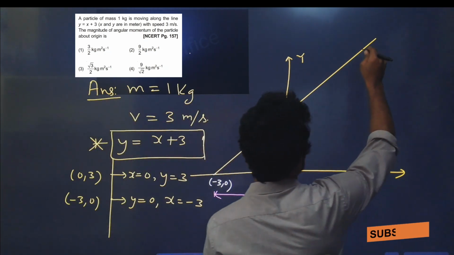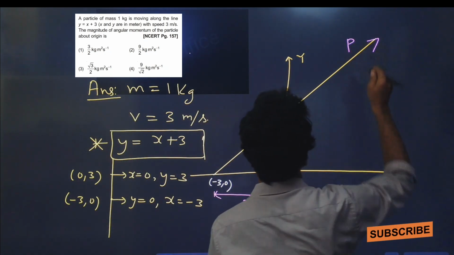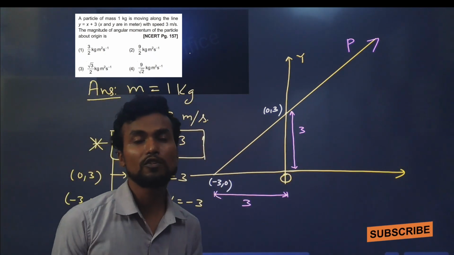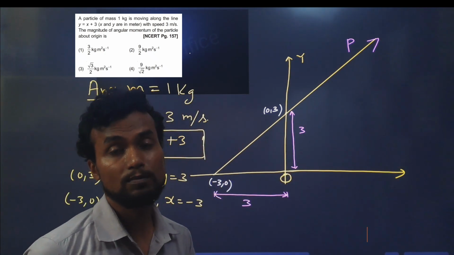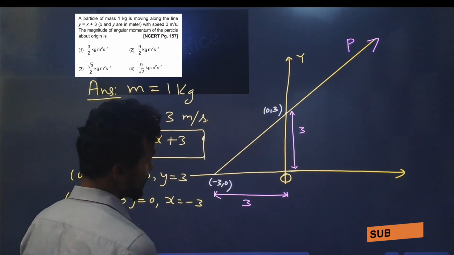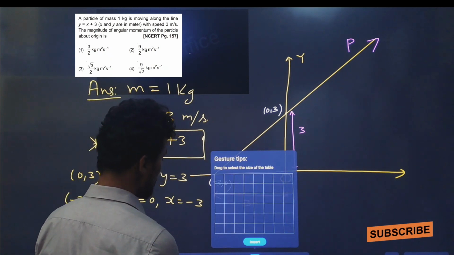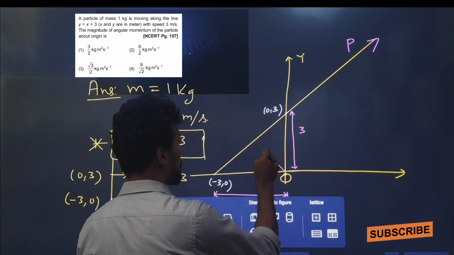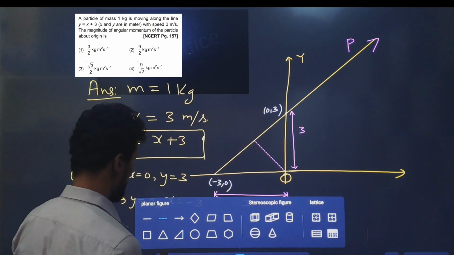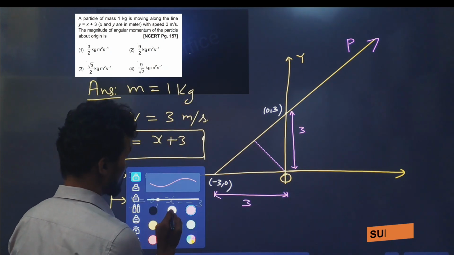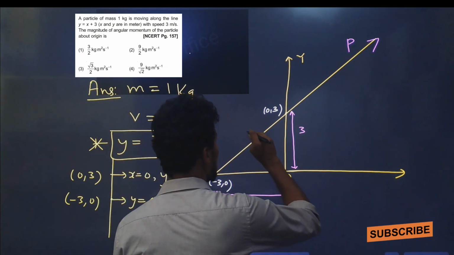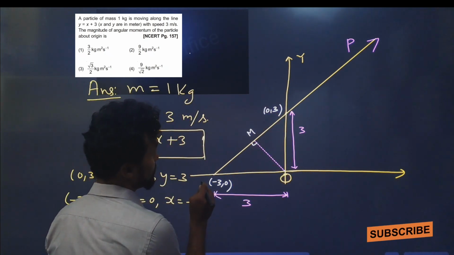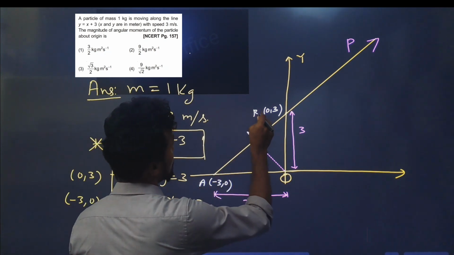Now this is the direction of the velocity or momentum P, because the particle is moving along this direction. So according to our definition, what is the formula? P into R perpendicular. That means we have to find out the perpendicular. So how to draw the perpendicular here? Let me draw from here. This is the perpendicular, and here M. Let me take some names here. This is point A, this is point B.